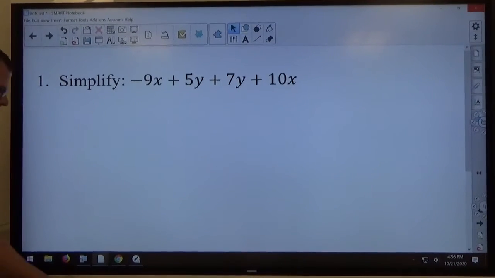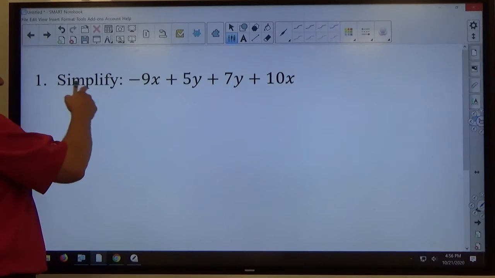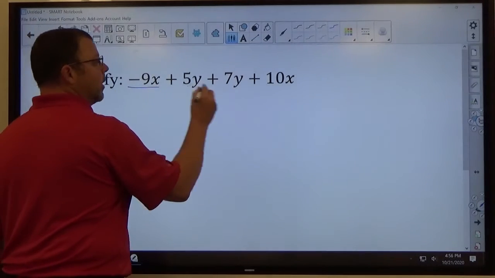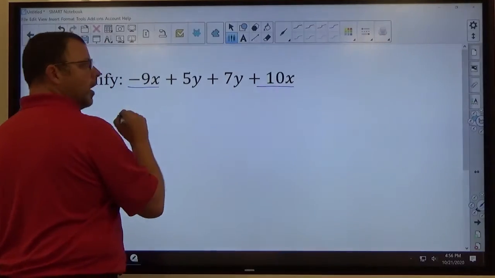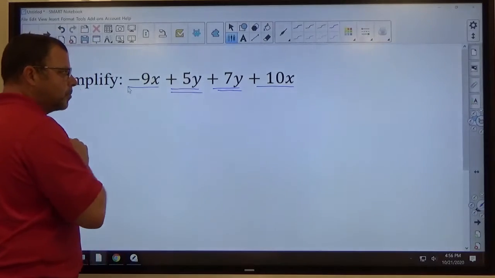Alright, the first problem on the study guide, we got negative 9x plus 5y plus 7y plus 10x. We're supposed to simplify. All we're doing here is looking for like terms. We're going to underline the like terms. Negative 9x and 10x are like terms. Positive 5y and positive 7y are like terms.